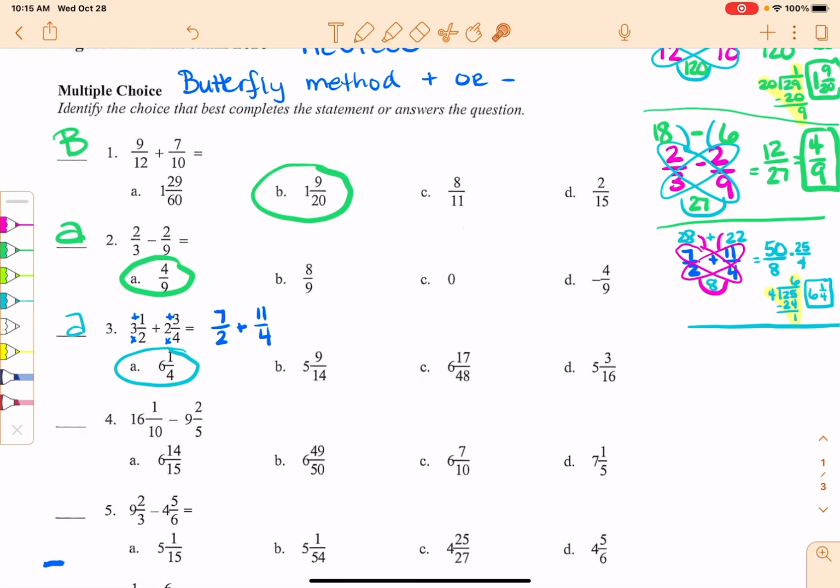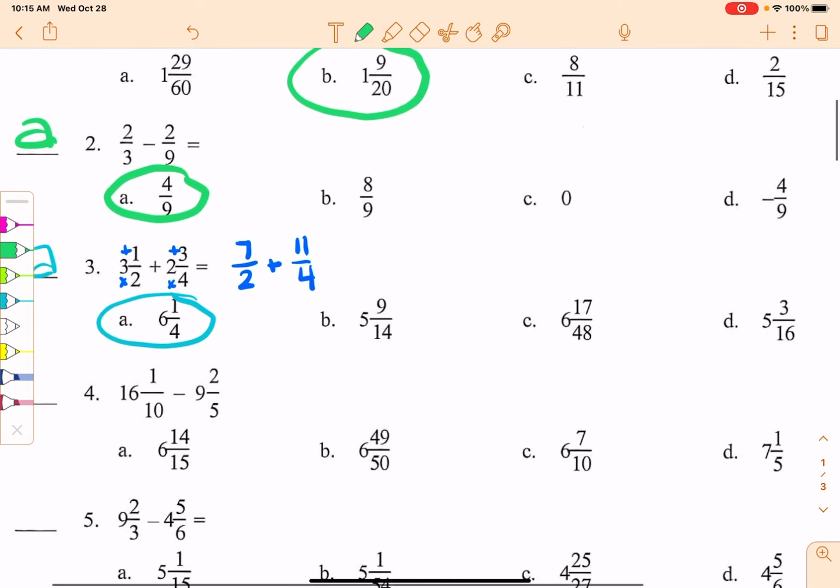Okay, so now I'm going to set these up. And they are mixed numbers. So I'm going to start by adding my plus sign and my multiplying sign so I can get them into improper. So 10 times 16 is 160, plus 1 is 161. So it's going to be 161 over 10. 5 times 9 is 45, plus 2 is 47.